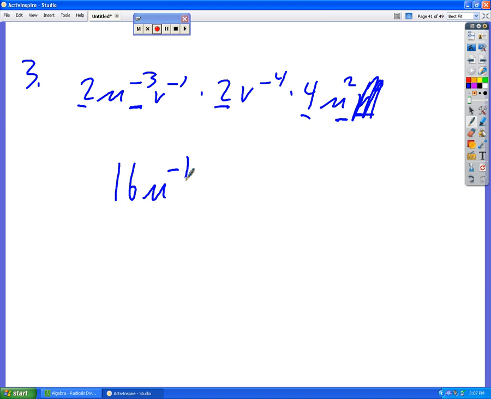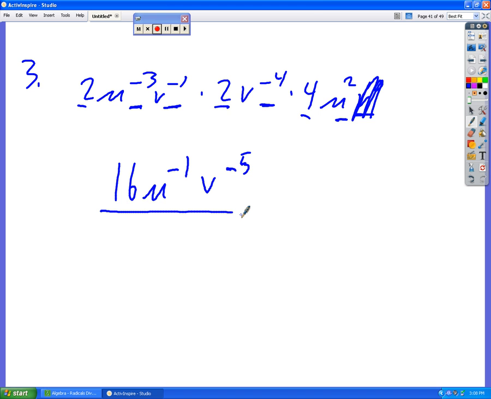That's my u. Then I have v's. How many v's do I have? -1 here, -4 here. Remember, we multiplied the numbers, so we have to add the exponents. We have -1, -4, we get -5. Now that's my answer, except it's not in the right form. We need to have all the exponents positive, so I'm going to draw a line.